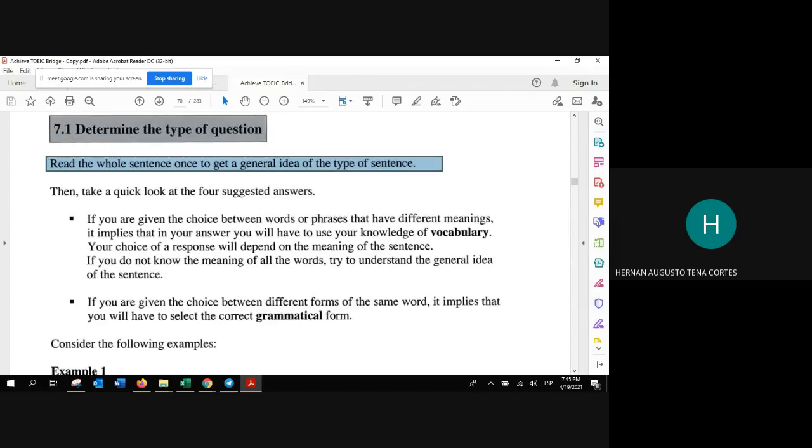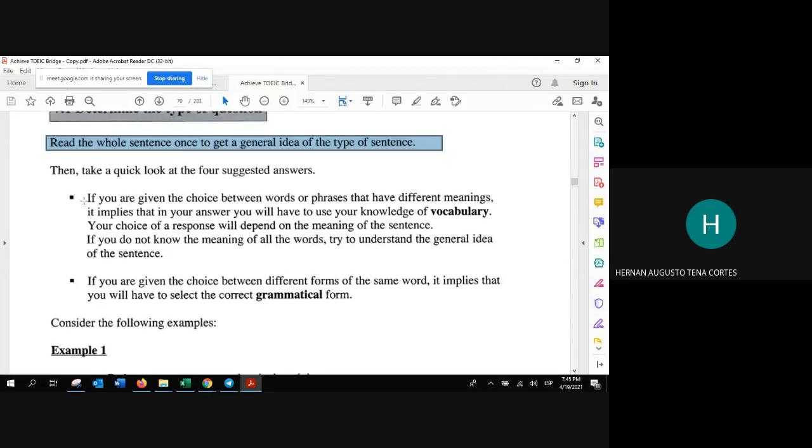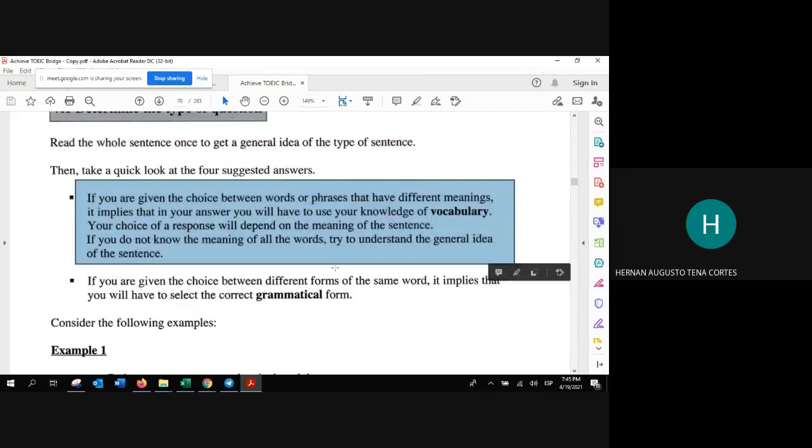So you get a general idea of the type of the sentence. Here, if you are given the choice between words or phrases that have different meanings, then it implies that in your answer, you will have to use your knowledge of vocabulary. Your choice of a response will depend on the meaning of the sentence. If you do not know the meaning of all the words, try to understand the general idea of the sentence.